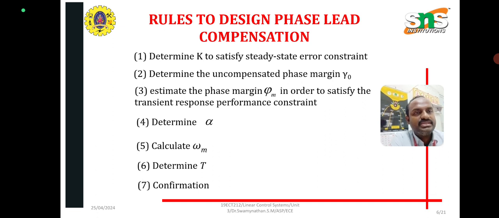The rules to design the phase lead compensation. First, determine the K to satisfy the steady state error constraint. Second, determine the uncompensated phase margin phi naught. Third, estimate the phase margin phi m in order to satisfy the transient response performance constraint. Fourth, determine the alpha. Fifth, calculate the omega m. Sixth, determine the T. And seventh is the confirmation.